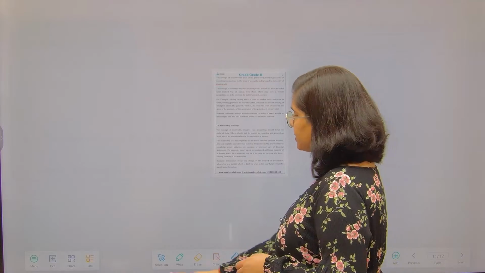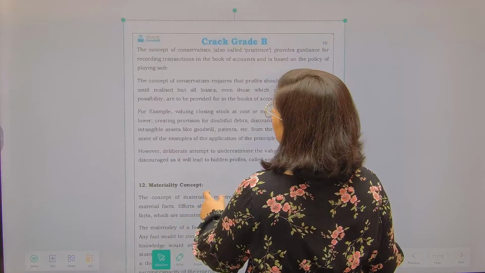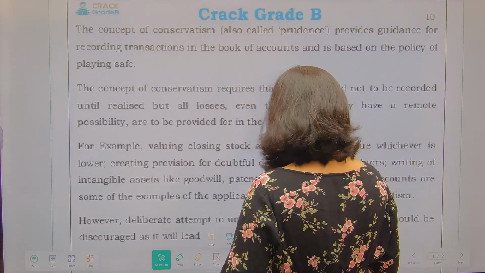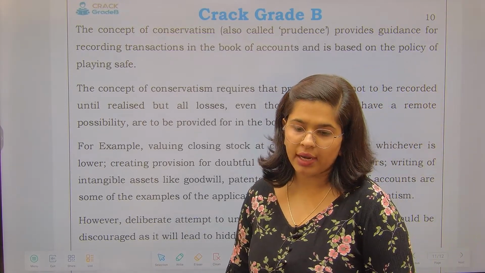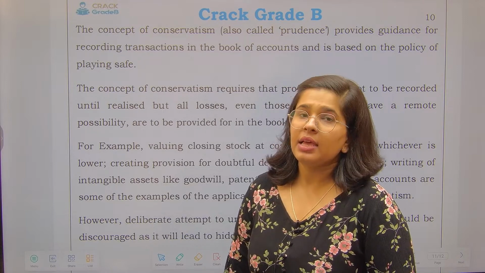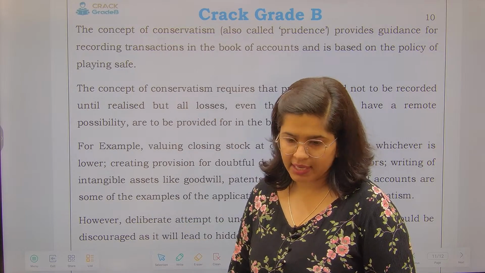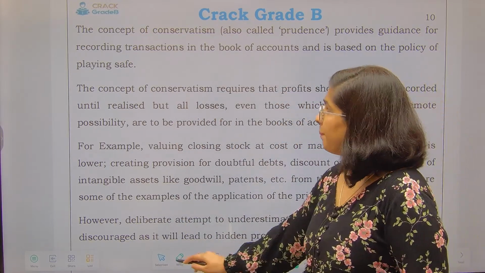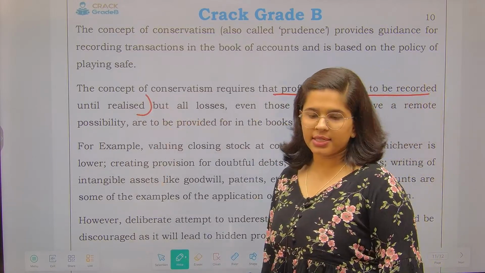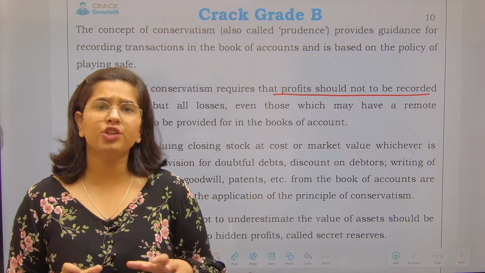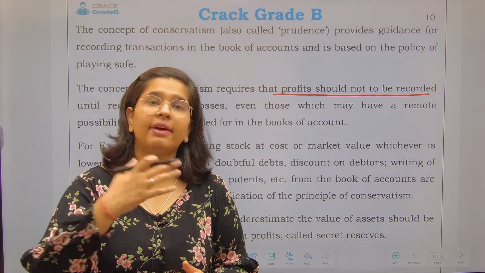ठीक है? Fine. Now let's see the next concept that we have, called the conservatism concept. It is also called the concept of prudence. So please remember the other name as well. This is the conservatism concept, but this is also called the concept of prudence. So the prudence concept or your conservatism concept says that please do not record the profits until they are realized. Until they are realized means until you are very sure that yes, you have earned the profit and now you have a legal right to recover the profits.